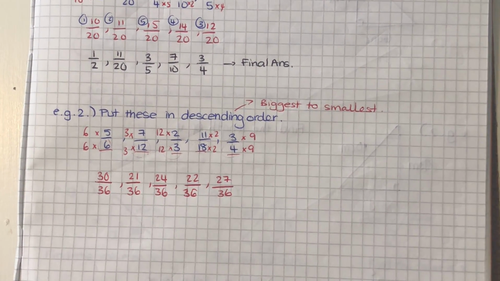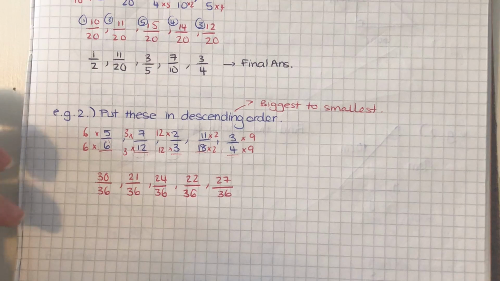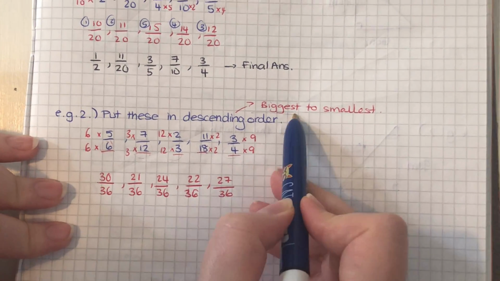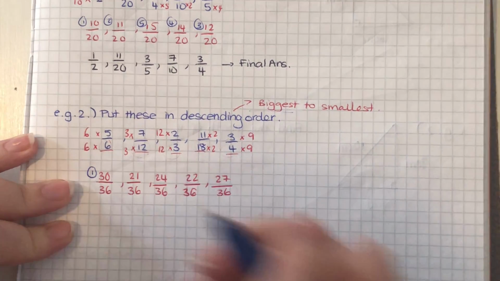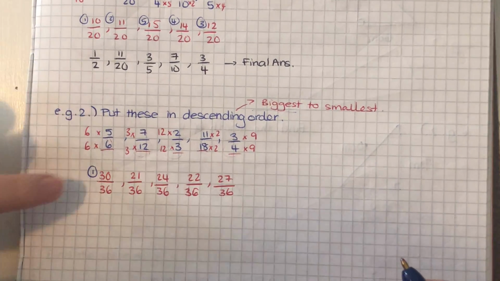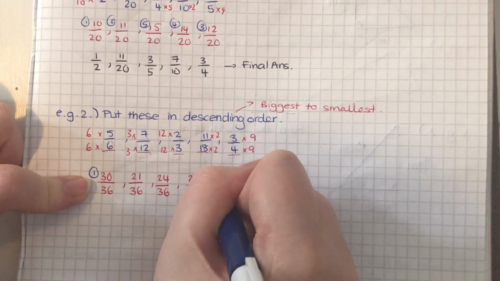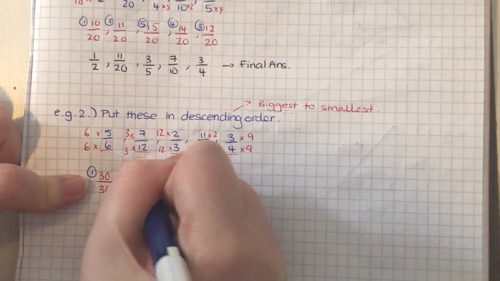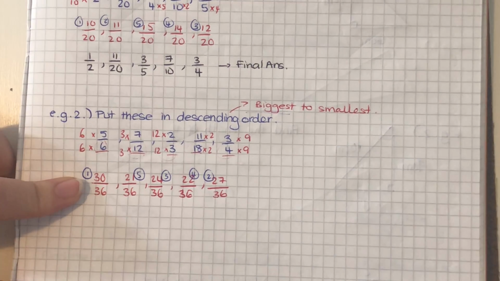Okay, so again, I'm just going to put a little number next to them so I know which order they go in. Just be careful, we are starting with the biggest one, so that's going to be the first fraction we write, because that's the largest. That's the second largest, third, fourth, fifth.